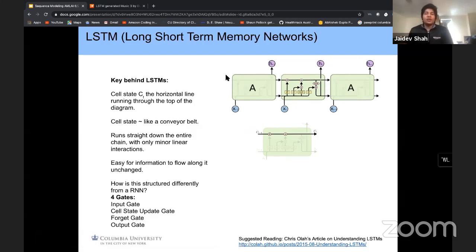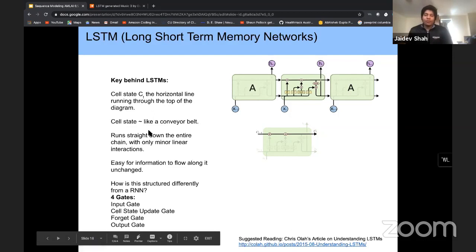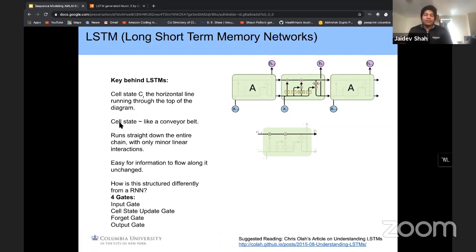These aren't really changed much. There's an analogy used in a particular blog post, which I would recommend reading if you want to go more into the math: it's like a conveyor belt. Information can pass across this straight line called the cell state very easily across a long sequence of units.